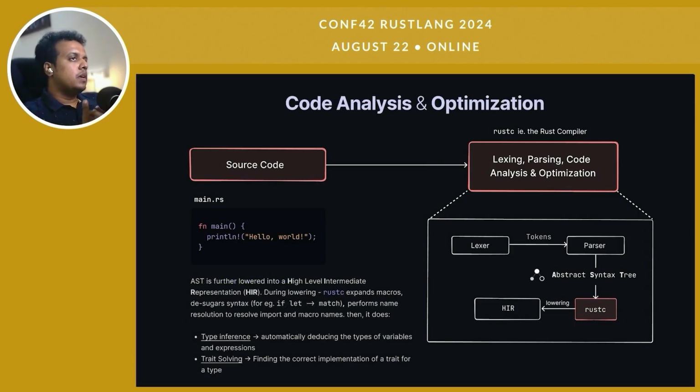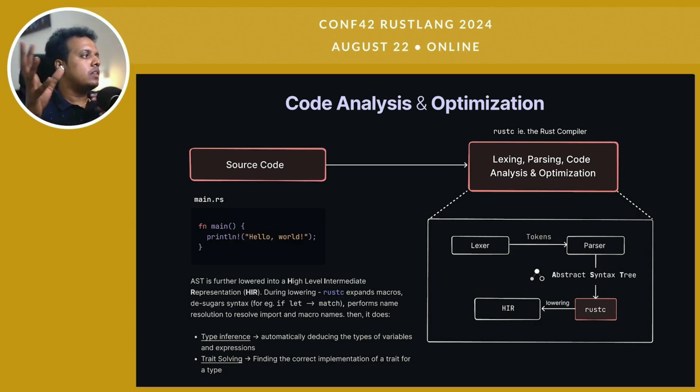So the next step is code analysis and optimization. This is pretty huge to grok in the sense that there are a lot of things that happen, and as I mentioned earlier, all of this is very simplified, and I might oversimplify a couple of things here and there, but this is so that in this talk we concentrate a lot more on linking rather than understanding a lot more about the compiler internals, right?